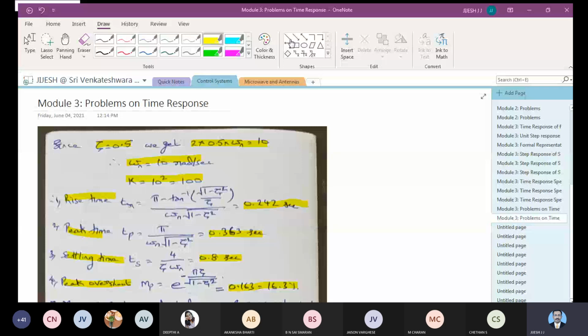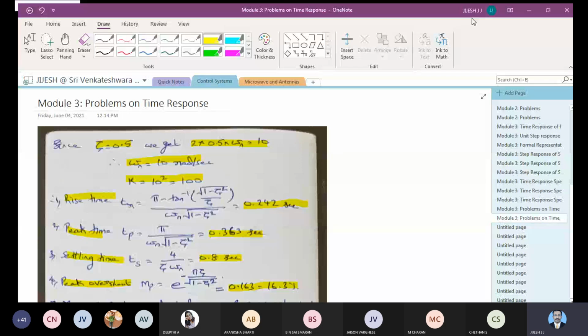So TP, the peak time, did you get it as 0.363? You have to use the equation pi divided by omega n root of 1 minus zeta square.